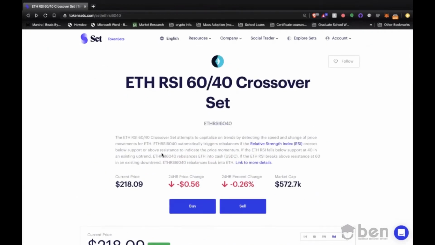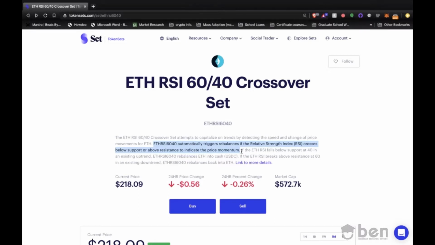So what does this set in particular do? The Eath RSI 60/40 automatically triggers rebalances if the relative strength index, or RSI, crosses below support or above resistance to indicate the price momentum. Awesome. But what the heck does that mean?